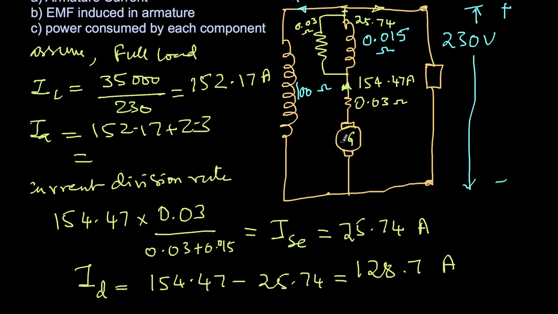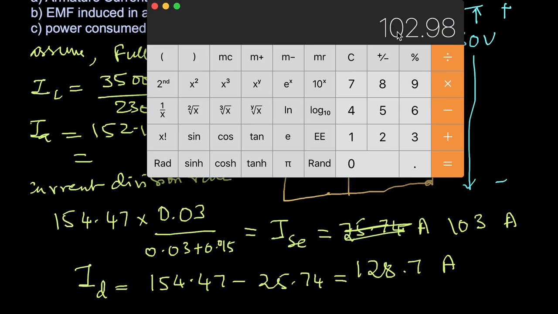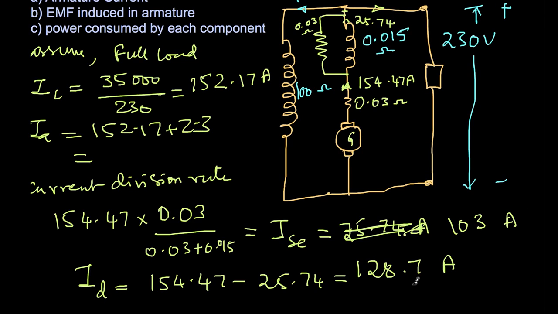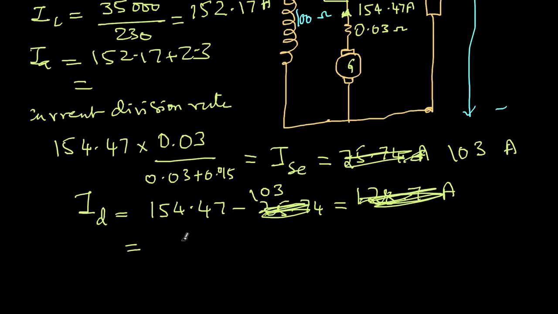How did I come up with that? Because this resistance is less than this resistance, more current should be flowing in this path. So when I compare these two, it was not coming correctly, so let me just correct it myself. So this is 103 amperes. 102.98, I just round off to 103 amperes. So the diverter current will be 154.47 minus 103, which is 51.47 amperes. So I got the diverter current also.